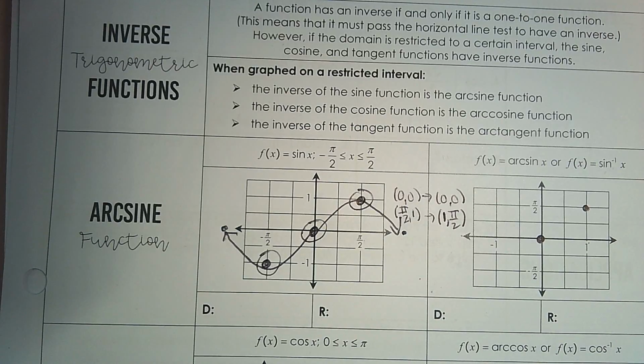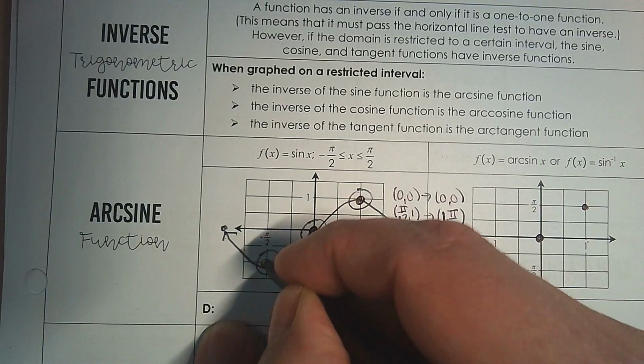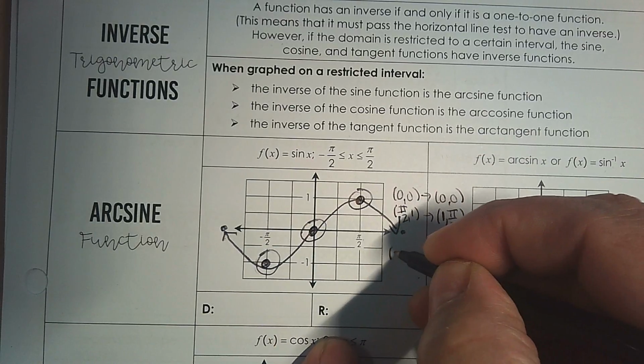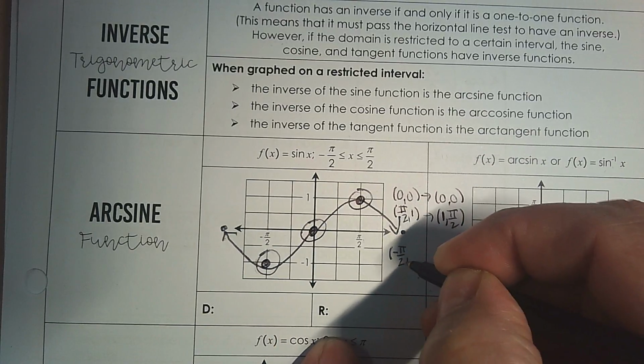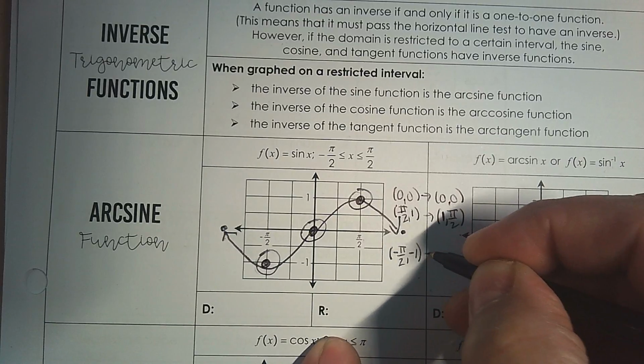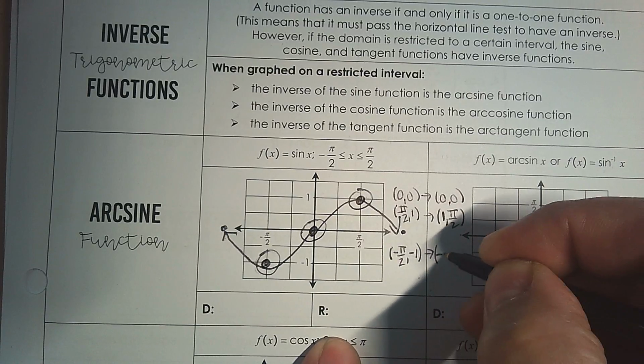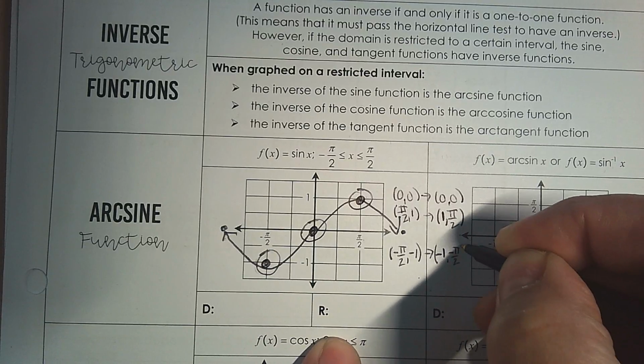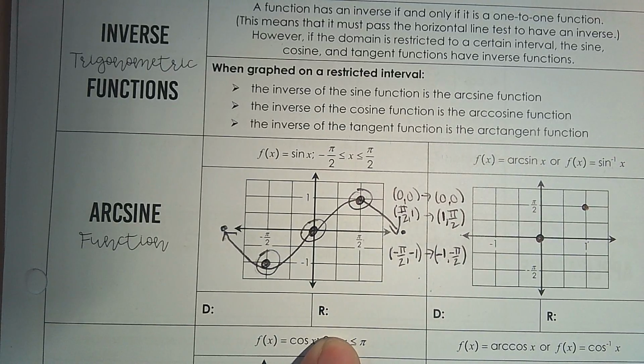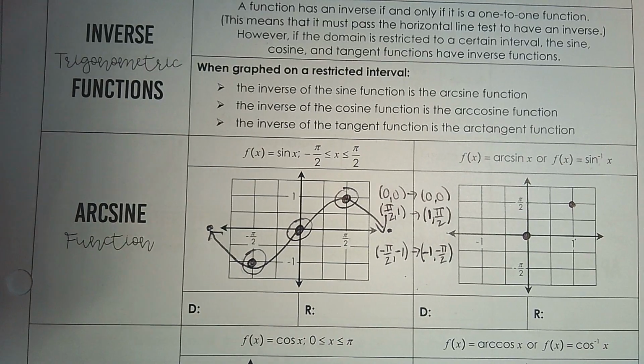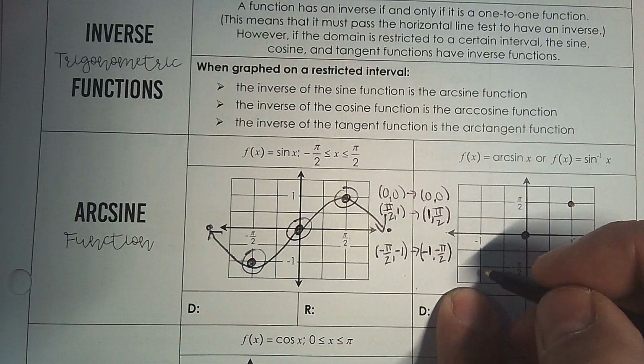So the last one I'm going to inverse is this one down here. The angle is negative pi over 2, and the answer is negative 1. So we're going to inverse it, and have negative 1 and negative pi over 2. Then I'm going to plot that on my graph.